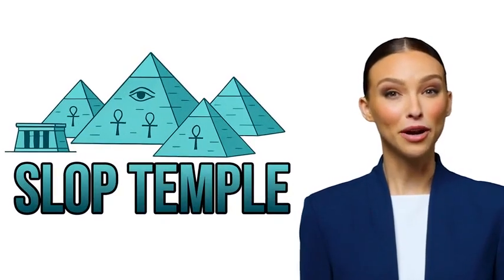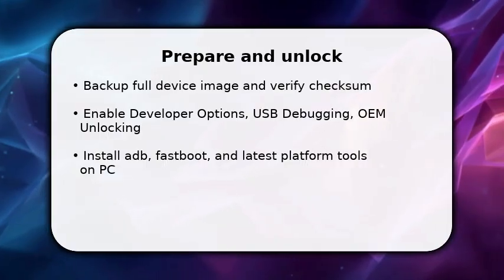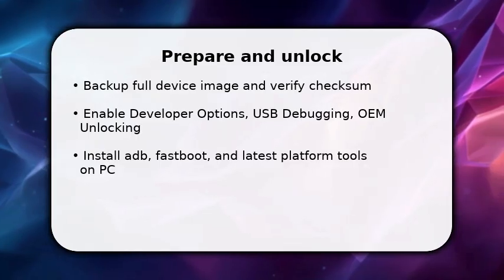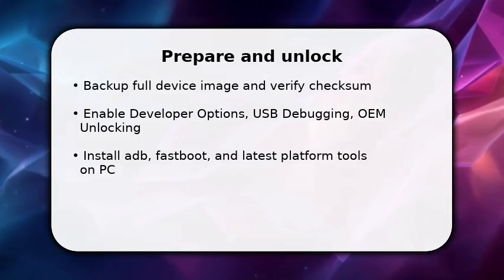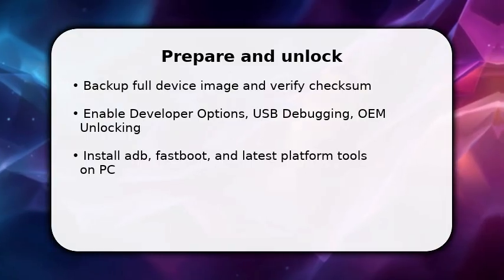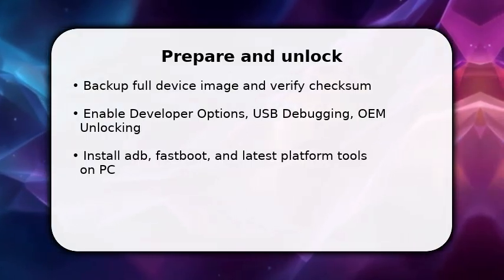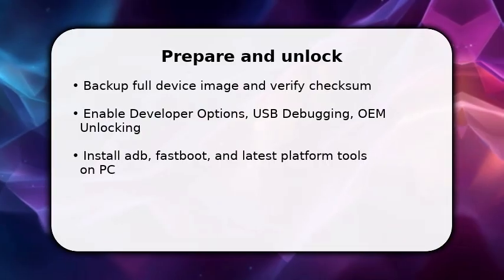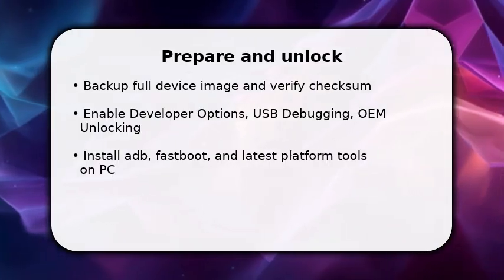We pray this video helps. You start by protecting your data and enabling low-level access. Back up a full Nandroid or system image, verify checksums, and copy it off device. Next, enable developer options, turn on USB debugging and OEM unlock.